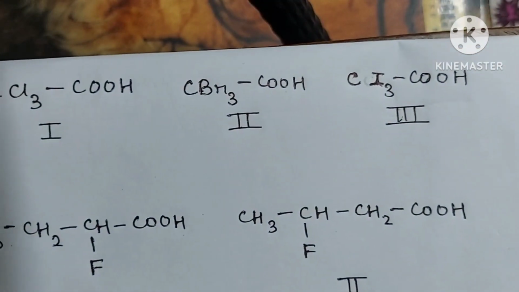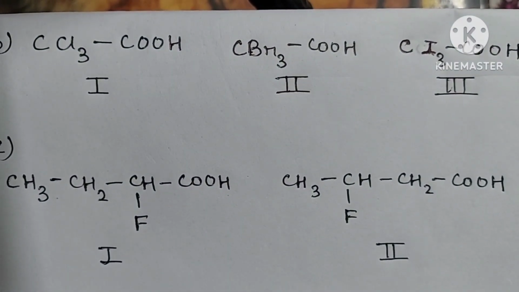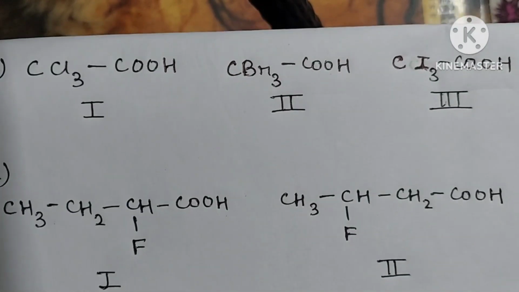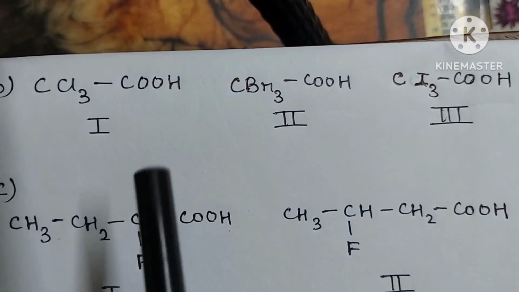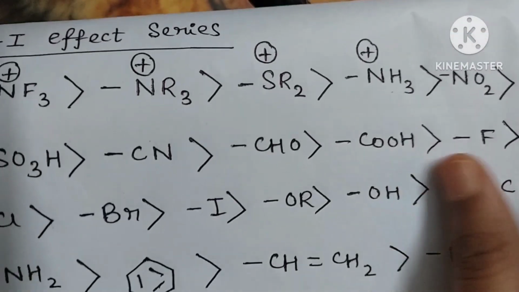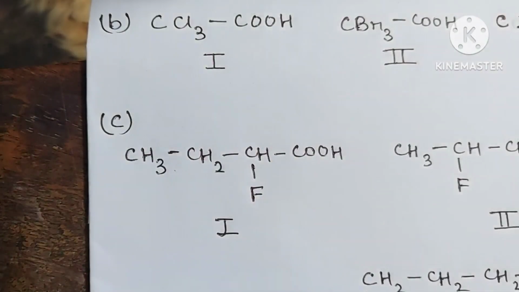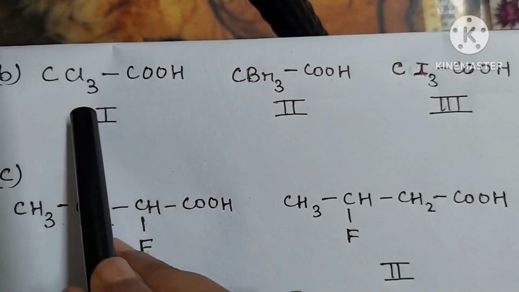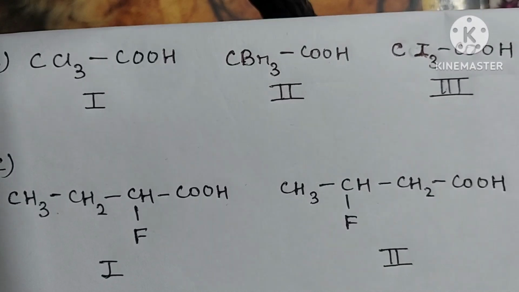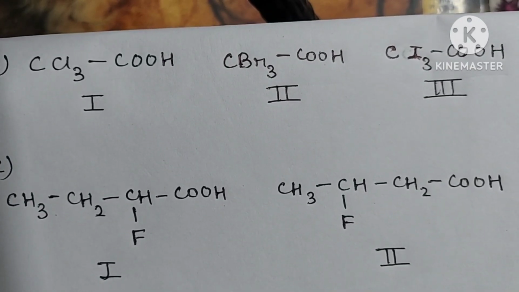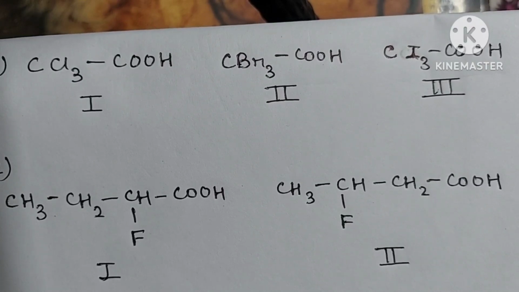As in the earlier question, here also we have to consider the inductive effect, that is the I effect. Here chlorine, bromine and iodine are given. All have a minus I effect. I will show you the series where you can see the minus I effect. Fluorine, chlorine, bromine, iodine, all the halogens have a minus I effect. So as all halogens are given, we will consider the minus I effect. Now we have to arrange them according to the minus I effect. Which one will have the greater minus I effect?